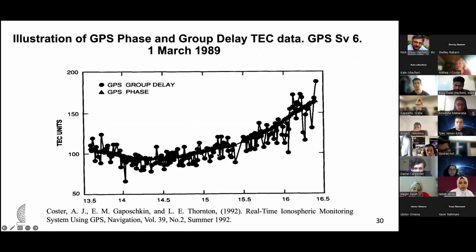The other is fairly noisy. That's why we always combine the two types of data to get the smoothness of the carrier phase, but the absolute value of the group delay.